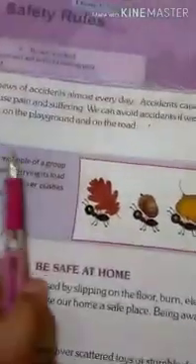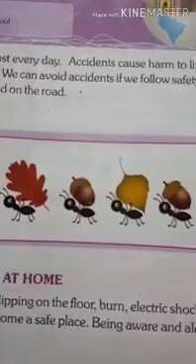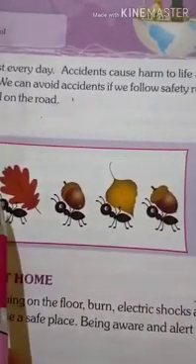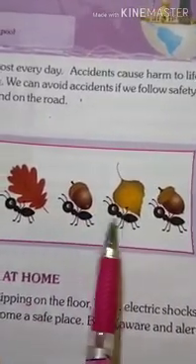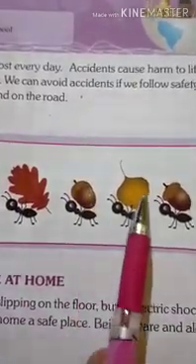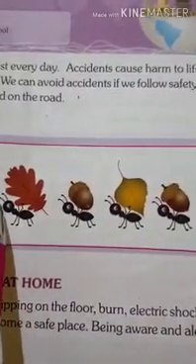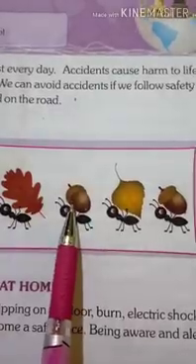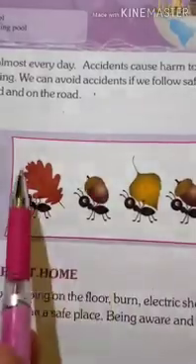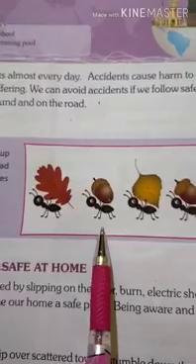Now see, a beautiful picture is here. Can you recognize what these are? These are ants. Ants are a very good example of a group following rules. Each ant carries a load and moves in a line. One ant never pushes another or lags behind. They always follow the rules. So we should also follow the rules. Okay, children?